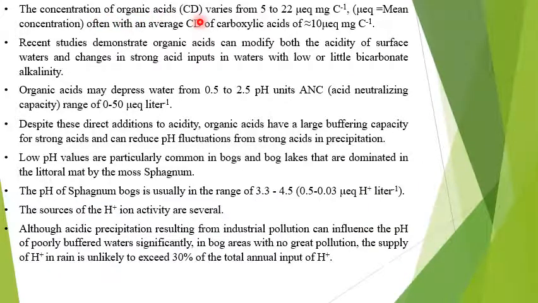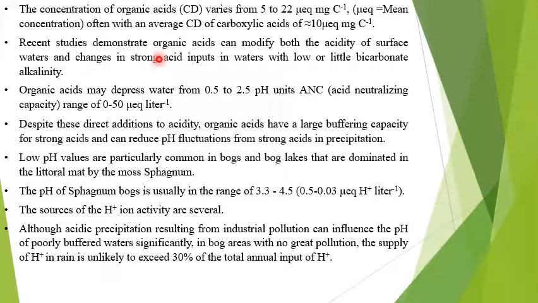The concentration of organic acid varies from 5 to 22 microequivalents per milligram, that is the mean concentration. Organic acid concentration is measured in terms of charge density, and its unit is the mean concentration. With an average charge density, the carboxylic acid is 10 microequivalents per milligram. So that will be the carboxylic acid concentration.